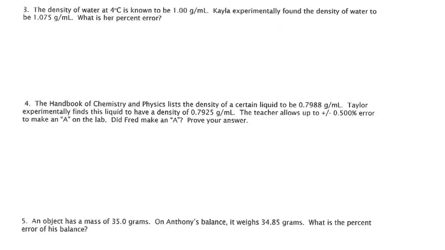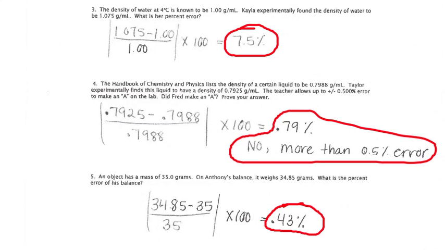Now at this time, I would like for you to complete problems 3, 4, and 5 on your own. Please pause the video while you complete these problems. When you're ready to check your answers, press play. And so your answer for number 3 is 7.5%. Your answer for number 4 is 0.79%, which is no, because 0.79% is more than a 0.5% error. And then number 5, your answer is 0.43%.